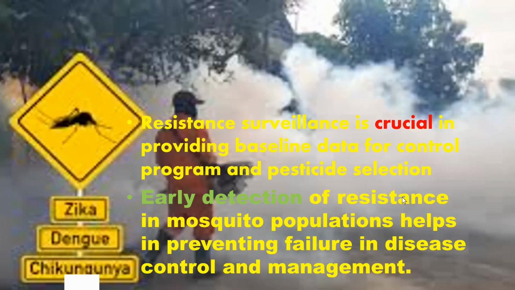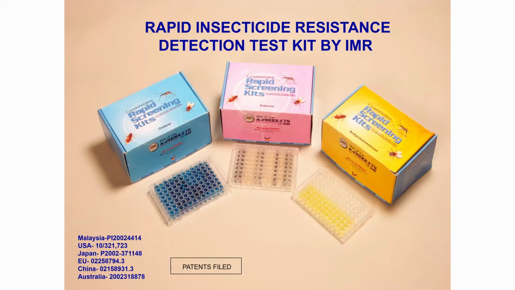Resistance surveillance is crucial in providing baseline data for control programs and pesticide selection. Early detection of resistance in mosquito populations helps in preventing failure in disease control and management. At the IMR, we have developed a rapid resistance detection kit, which can screen resistance in the field rapidly. We have developed a kit for oxidase, for esterases, as well as for acetylcholinesterase.